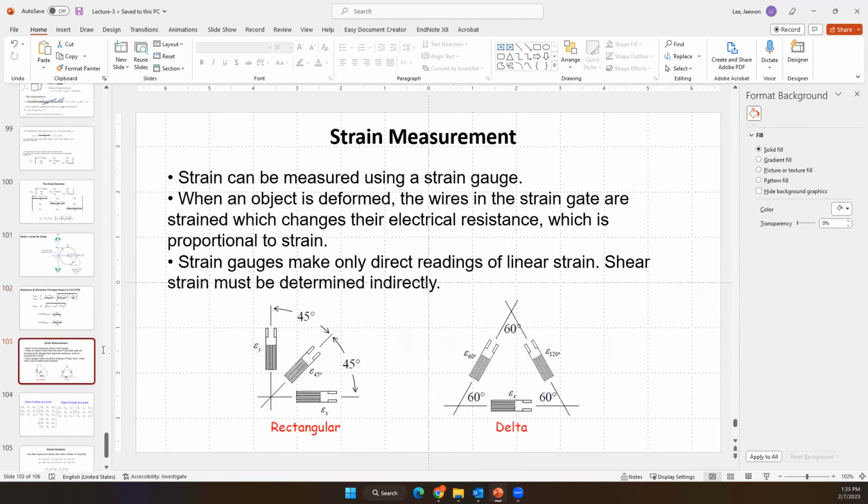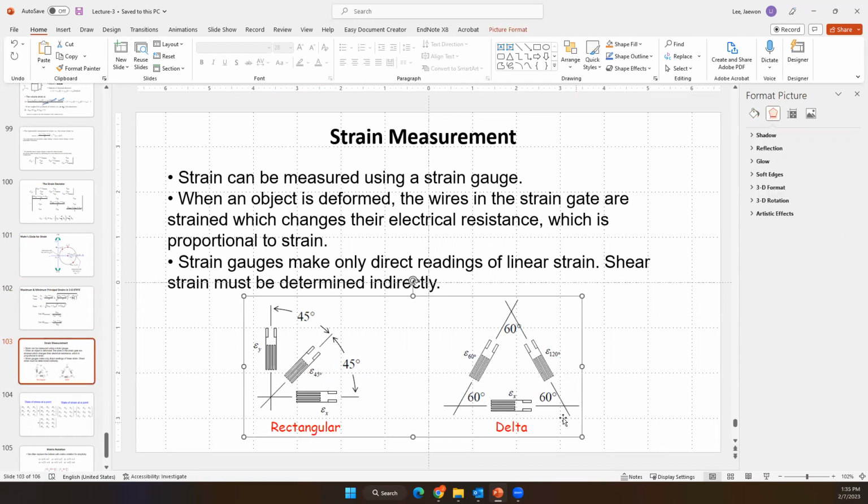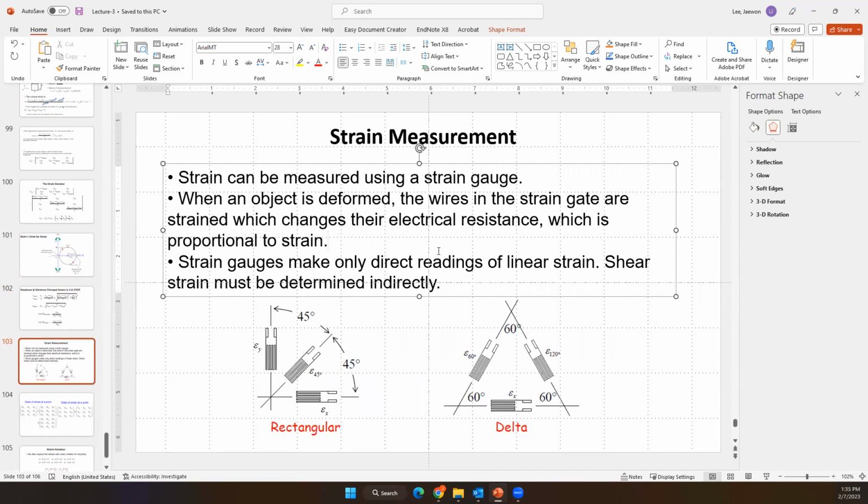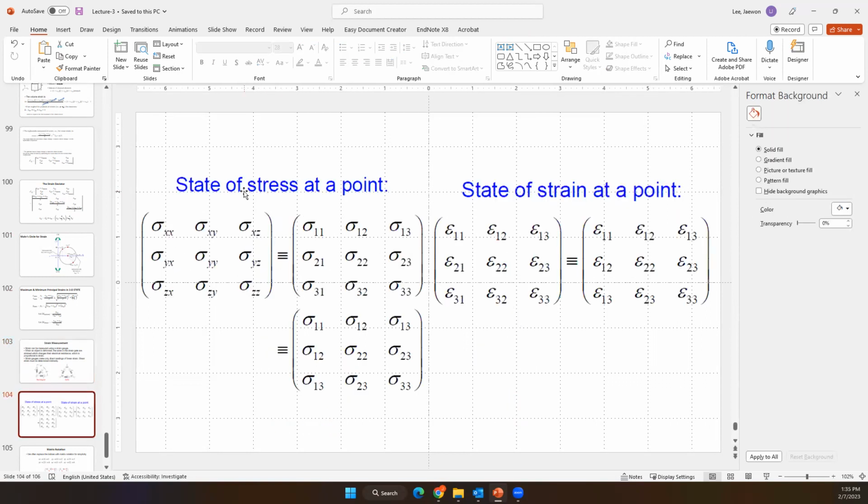I think so. There are kinds of strain measurement, so it's a rectangular shape or delta shape. According to the measurement, we need to consider the angles. Then you can make a relation, because you can consider the angle effect. So, what is the strain? I think it's a kind of strain measurement method. So we can, but I would like to explain.